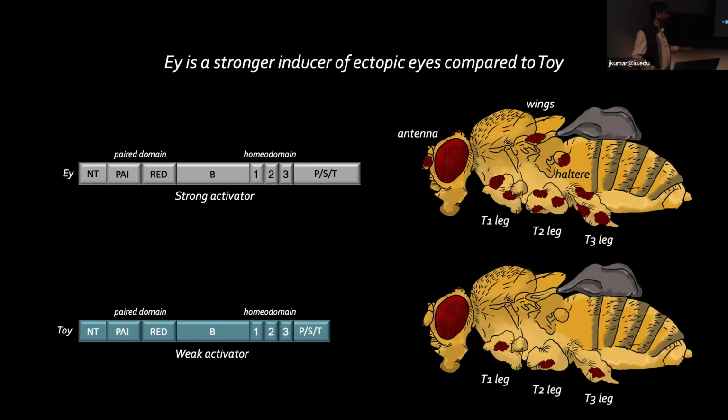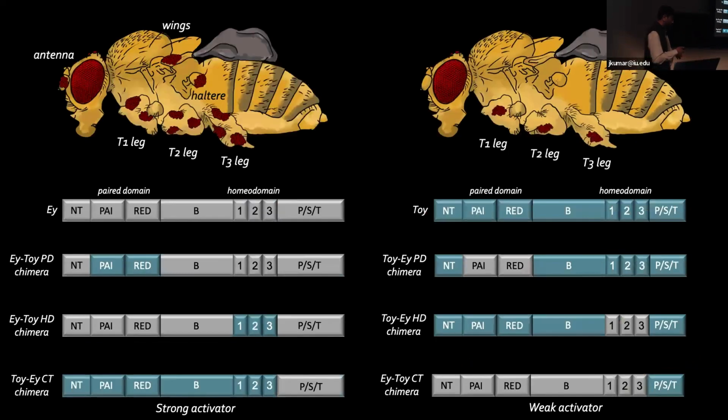So we then made a series of chimeric molecules in which we replaced either the paired domain, the homeodomain, or the two C terminals, the strong and weak activation domain, and asked, well, which ones give you a strong ectopic eye pattern and which ones give you an anemic pattern?